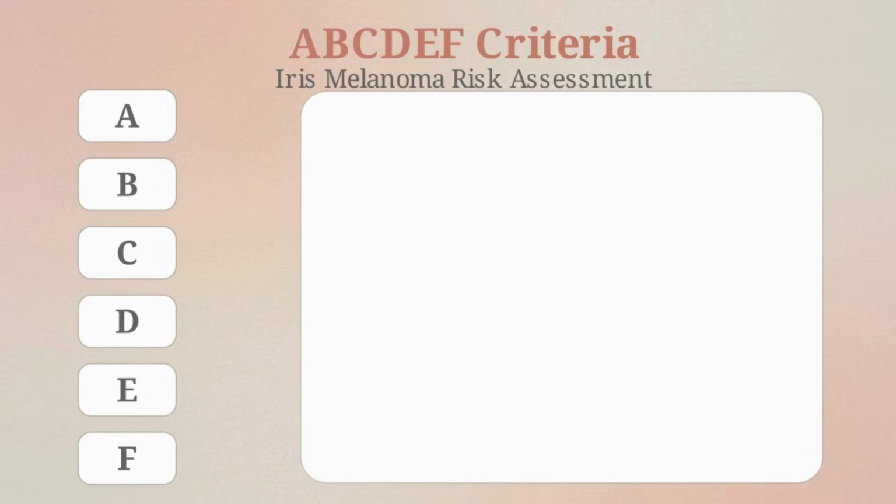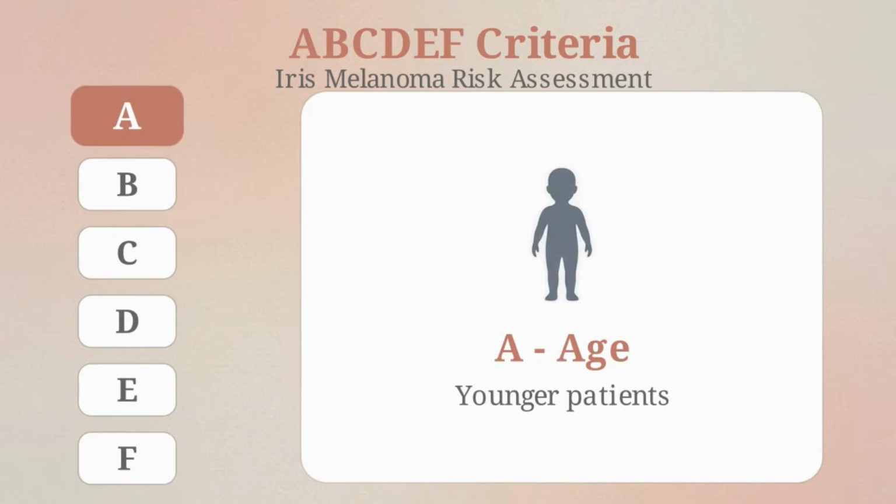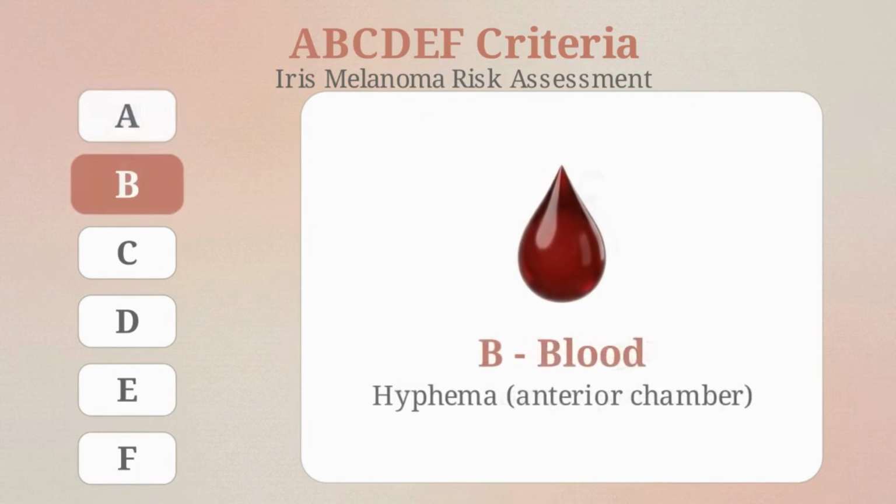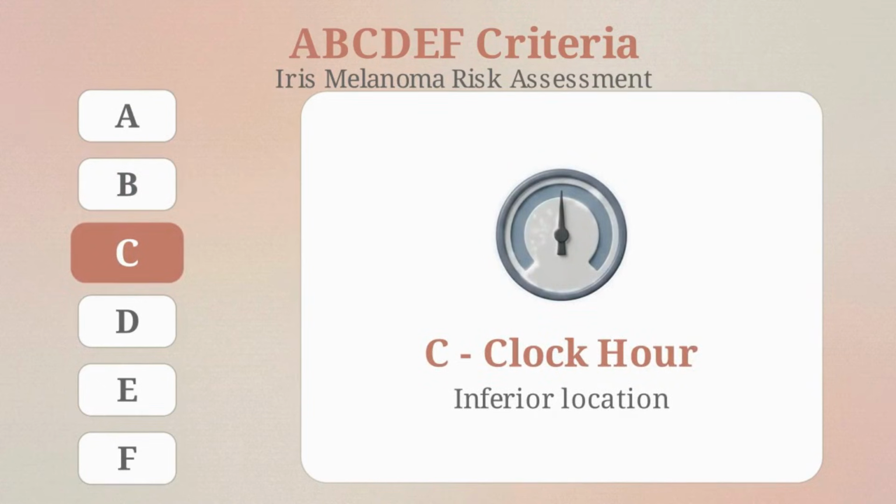When evaluating visible lesions on the iris, we use a different diagnostic framework to assess the risk of transformation, the ABCDEF criteria. We evaluate age, specifically younger patients, we look for blood in the anterior chamber, known as a hyphema, and we note the clock hour, as tumors located inferiorly carry a higher risk. Let's analyze this image, which demonstrates the D criteria. D stands for a diffuse growth pattern. This wide-spreading, irregular border across the iris stroma is a primary warning sign of aggressive cellular spread.